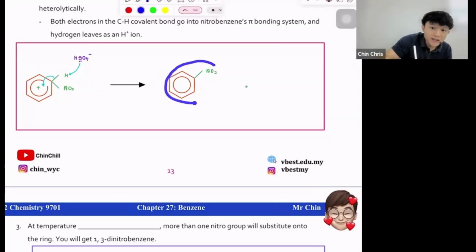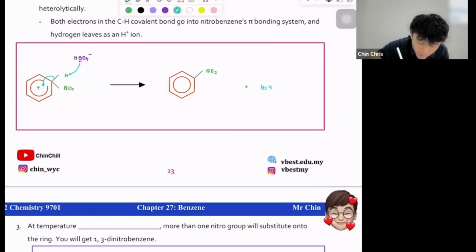Alright guys, do you see your nitrobenzene here? At the same time, this hydrogen will combine to reform your H2SO4 catalyst. Can you see that?